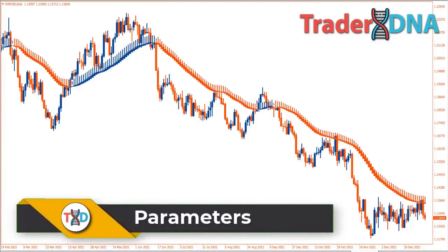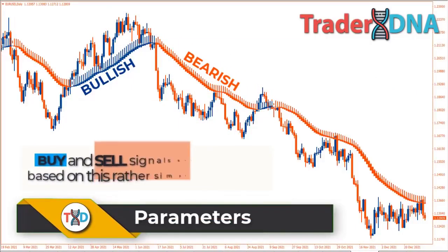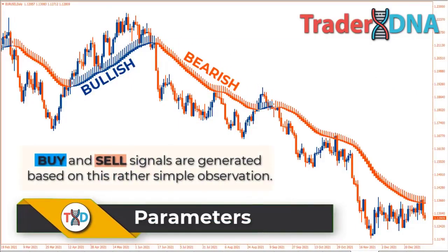Interpretation. The general rule of thumb is that the markets are in an uptrend when the smoothed HEIKEN ASHI indicator is bullish or blue, and the markets are in a downtrend when the smoothed HEIKEN ASHI indicator is bearish or red. Buy and sell signals are generated based on this rather simple observation. You can see that the smoothed HEIKEN ASHI indicator shows the rising and falling trends with relative ease.